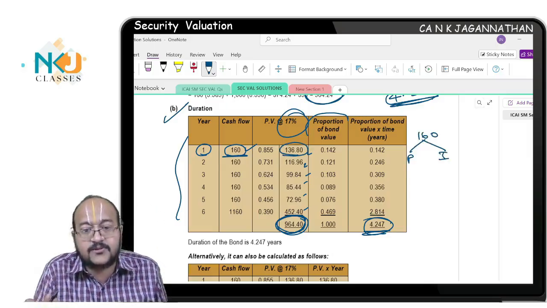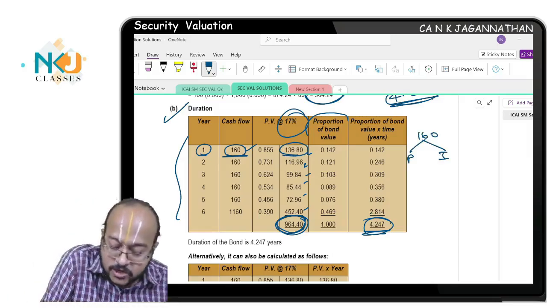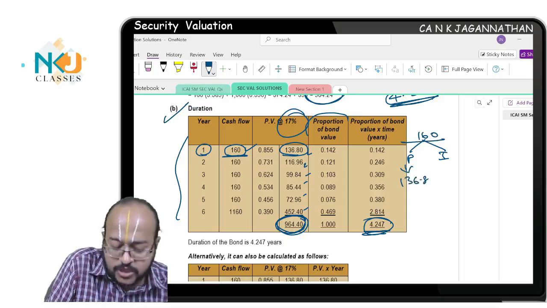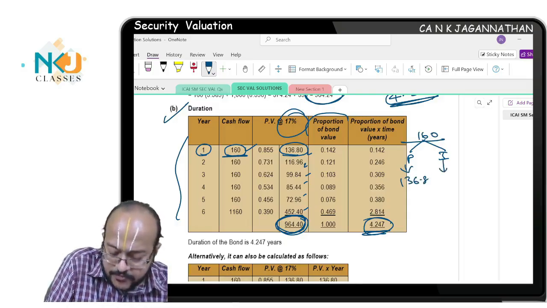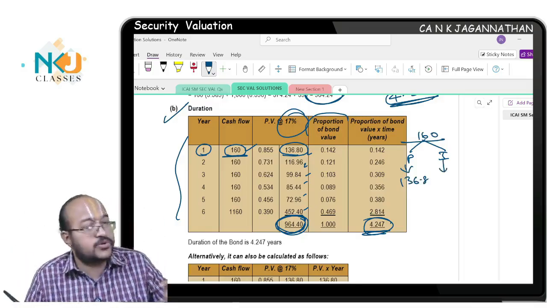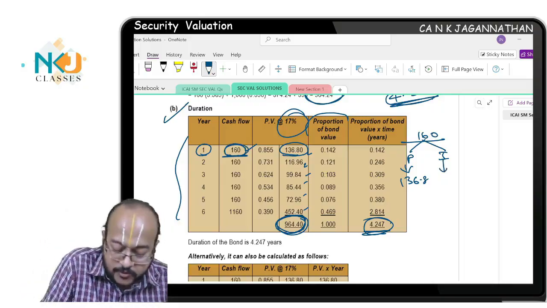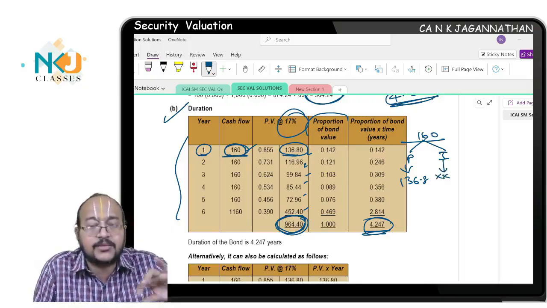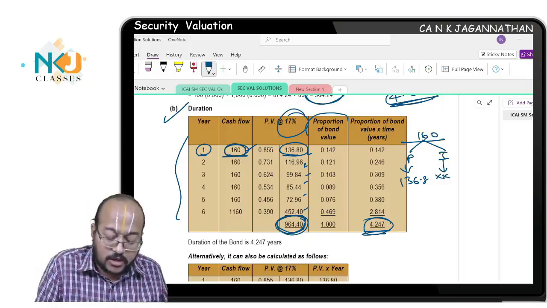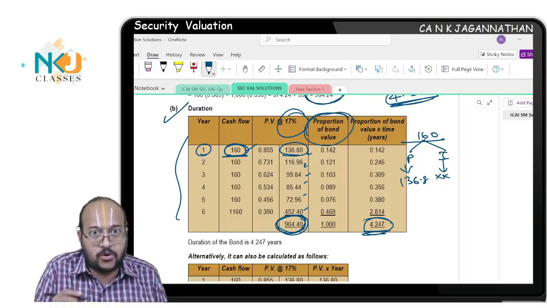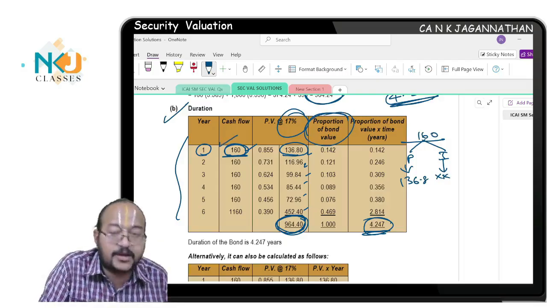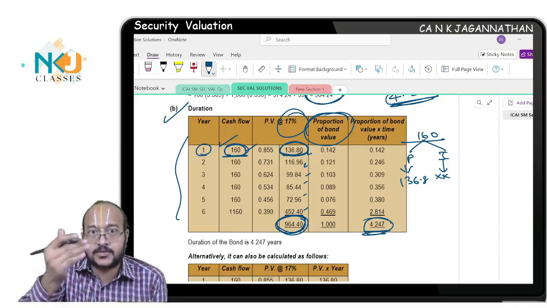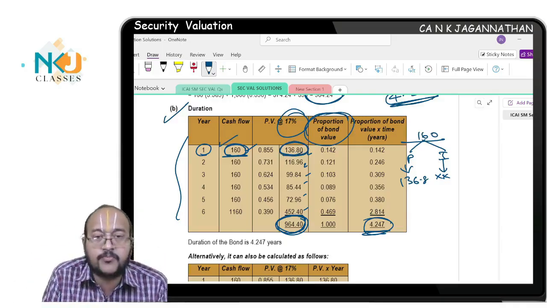The 160 which you receive as coupon contains two portions, principal as well as interest. Are you all understanding? Interest is paid as compensation for the time value of money. So out of 160 rupees, 136.8 is the principal portion, and the balance amount, 160 minus 136.8, will be the interest portion. Now when you find the proportion of the bond, even though 160 is paid by the company, our principal portion is 136.8, and this is getting recovered from the total value of the bond of 964.